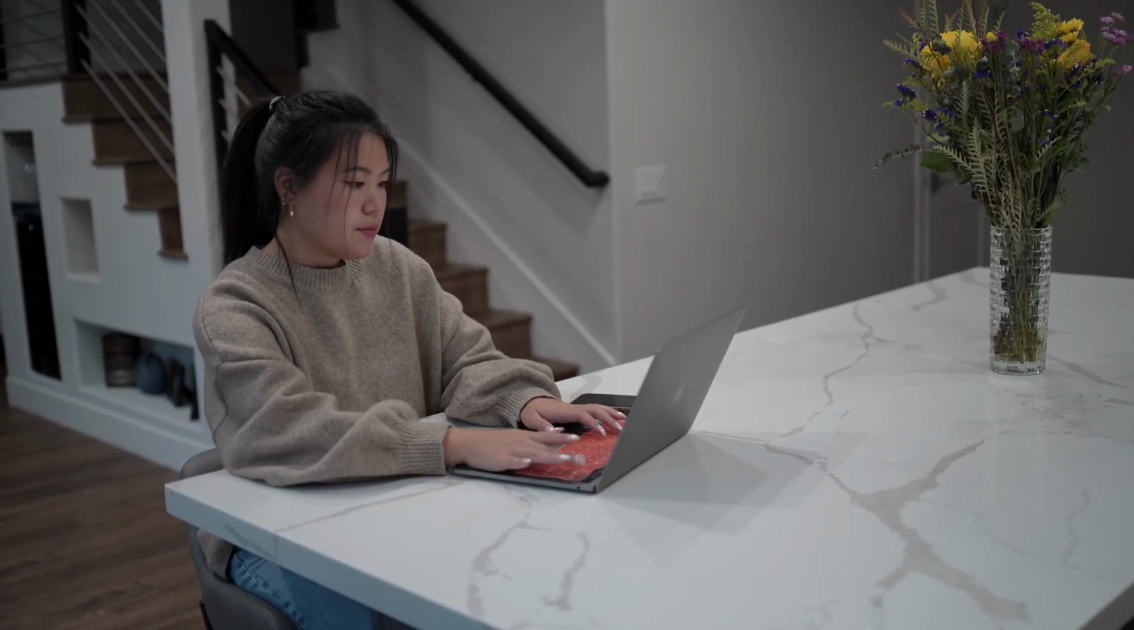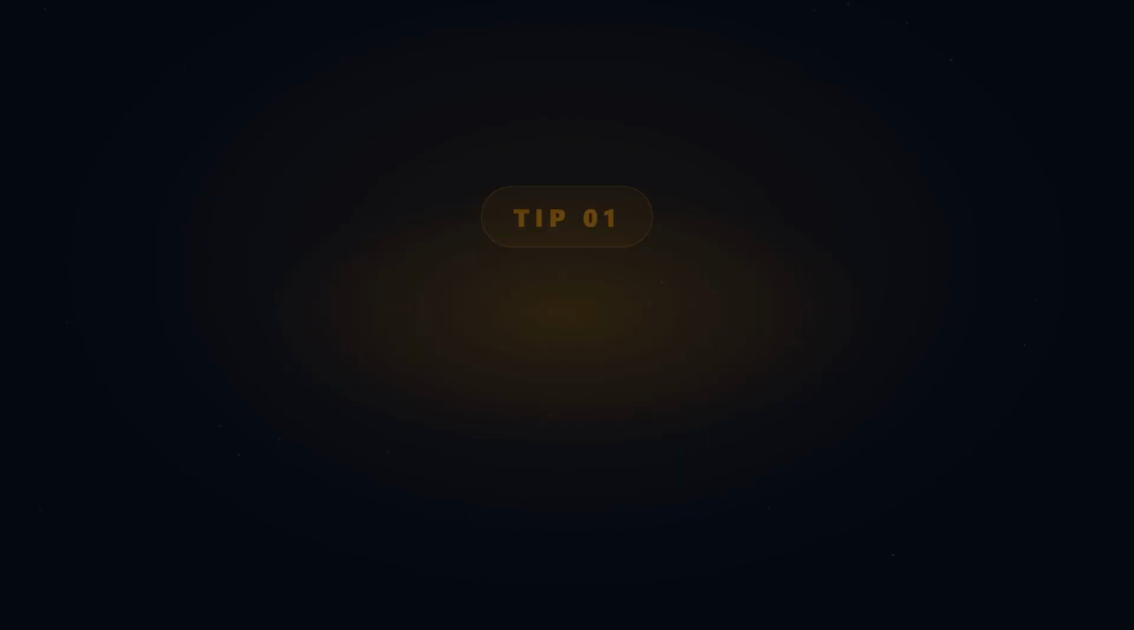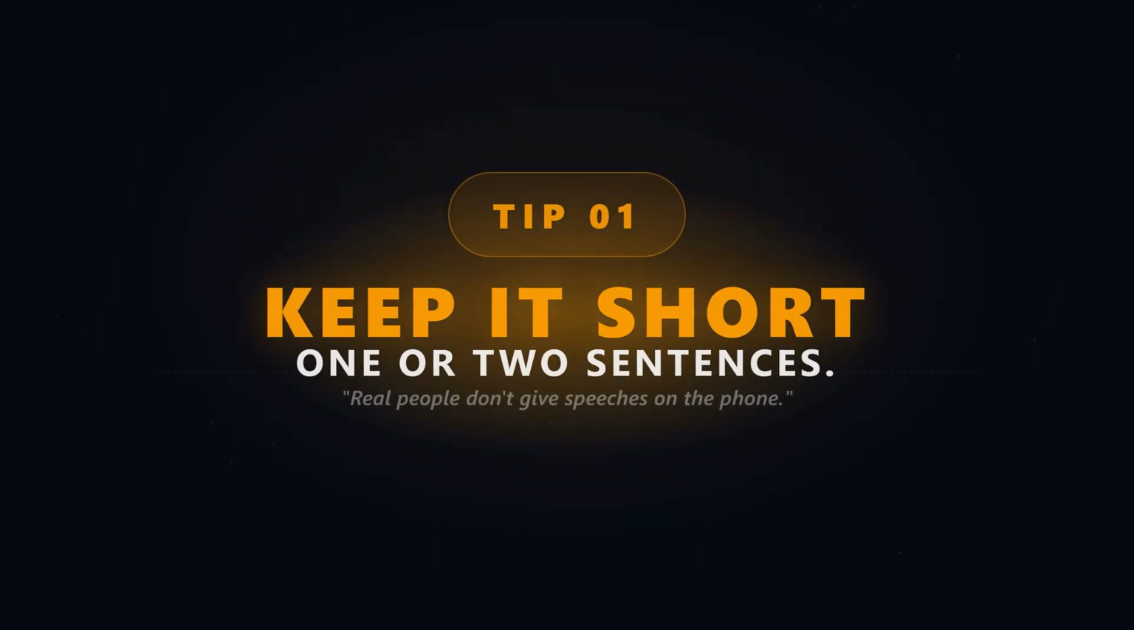So here's where most people mess up. They write the prompt like a formal manual, then wonder why the agent sounds so formal. The agent talks the way you tell it to, so we're going to add a few simple instructions that change everything. Somewhere in your prompt, add a section about how to speak.